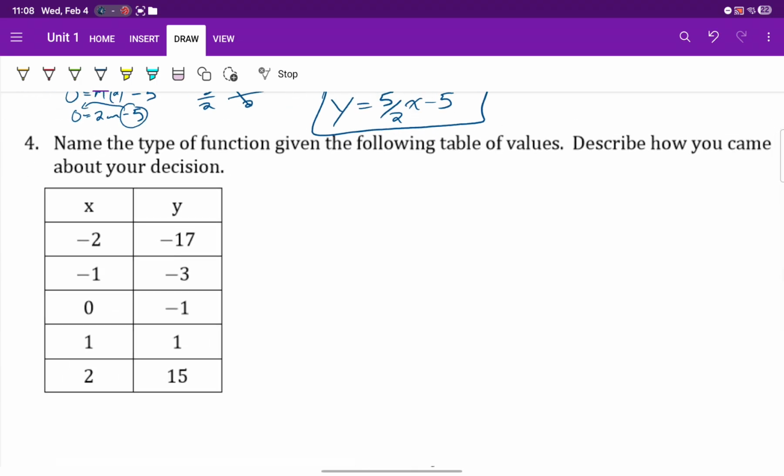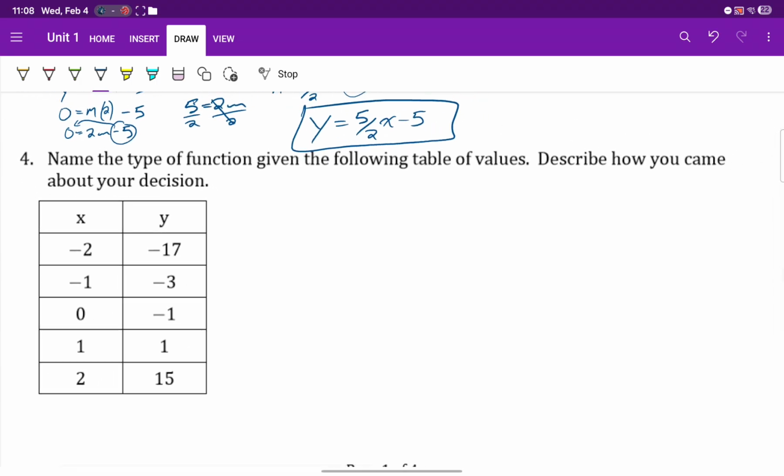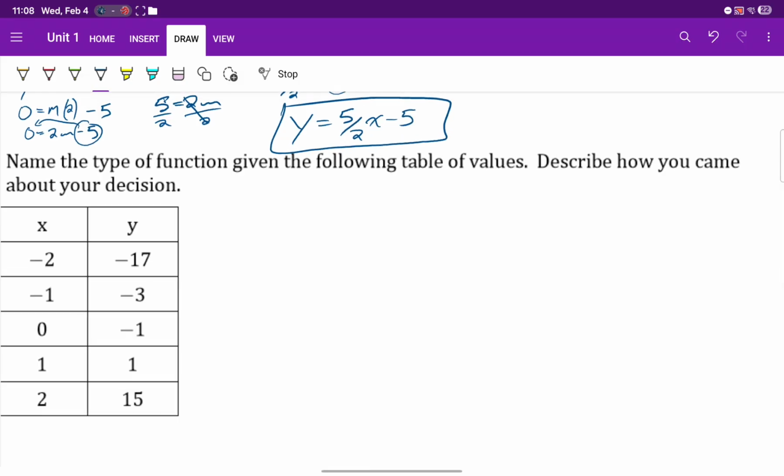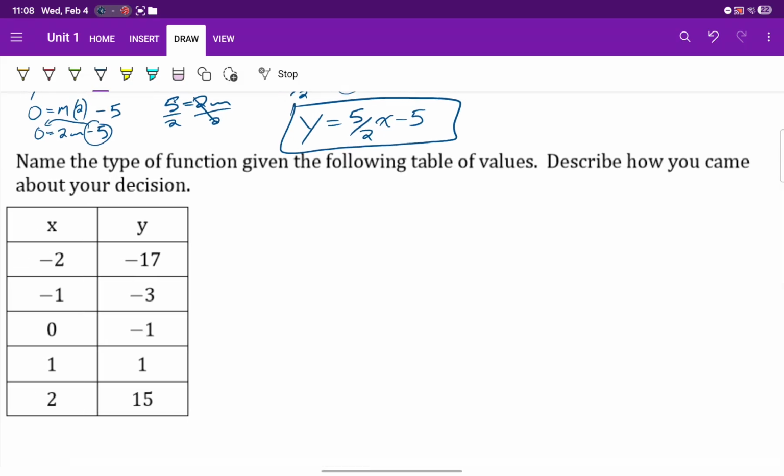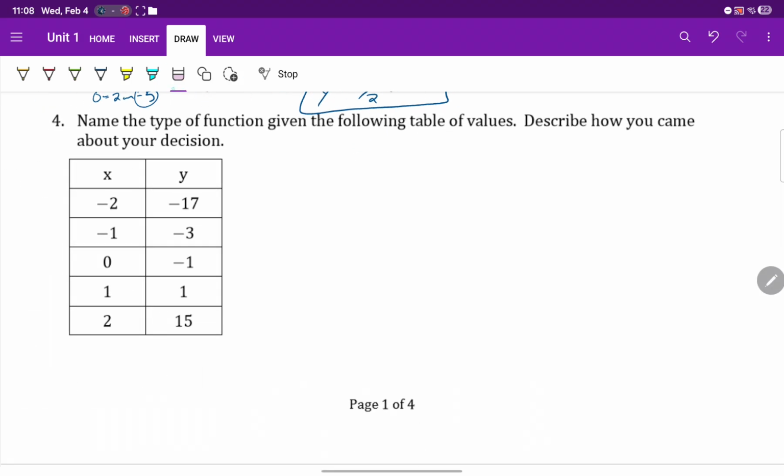Name the type of function given the table of values. How do you determine your decision? So last year, you would have done something called finite differences.